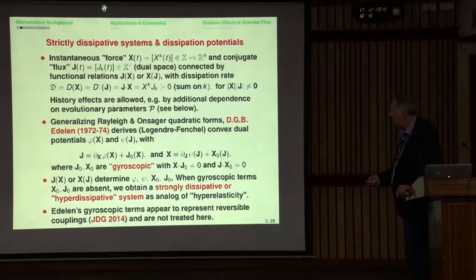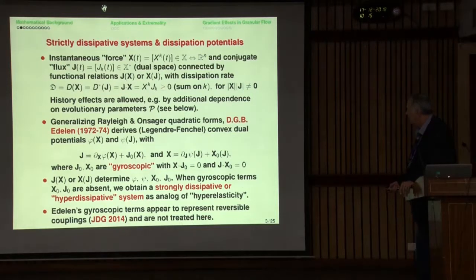If you know forces as a function of fluxes or vice versa, then you determine all these quantities. And if those gyroscopic terms are absent, then you can say that you have a hyper-dissipative system, by analogy to hyperelastic, sometimes called Green elastic, where stresses are given as derivatives of a potential. So we have an analogy here, which is actually very strong, as I'll show you later on.